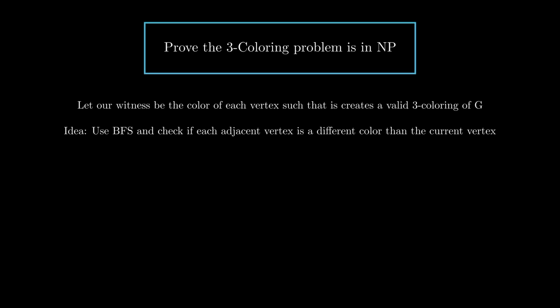One algorithm that can do this is BFS. We'll run BFS, and as we visit new vertices, we'll check if its color is different than the current vertex's color.